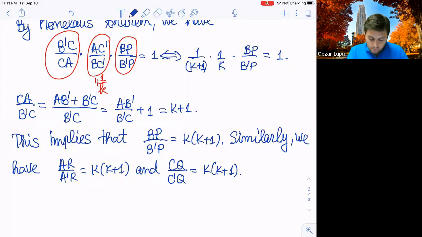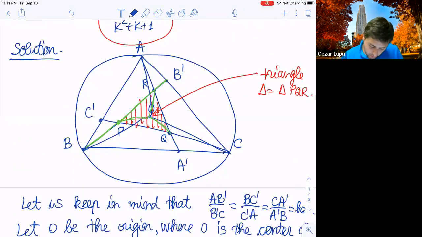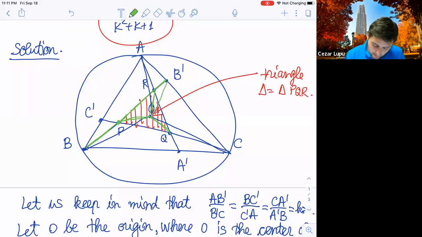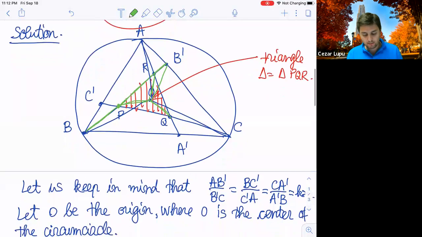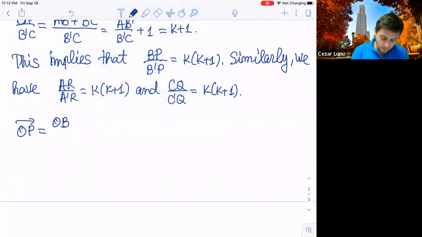Okay. So we have all these ratios here, but now we would like to compute the OP vector. So let's see, the OP vector will be, let's look at the picture again, and we would like to write this in terms of OB and OB prime. Look here. It will be the OB vector plus K times K plus 1 OB prime vector.